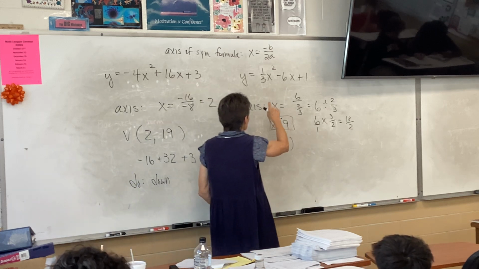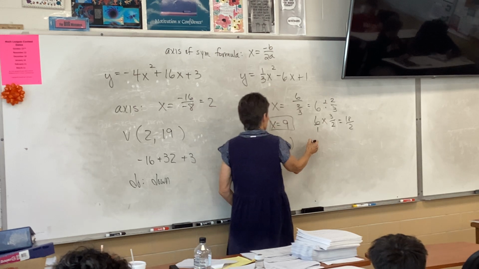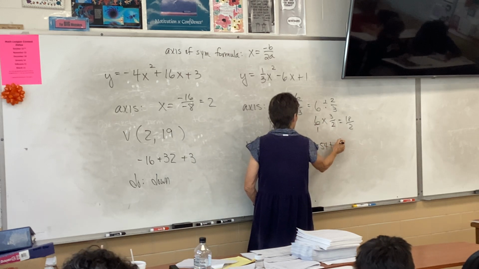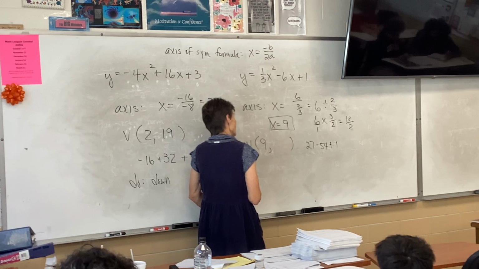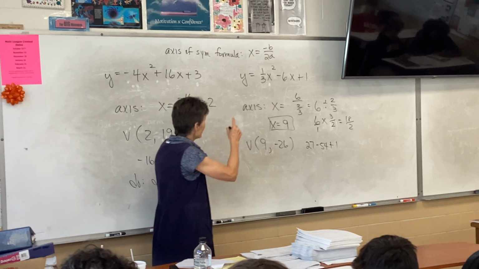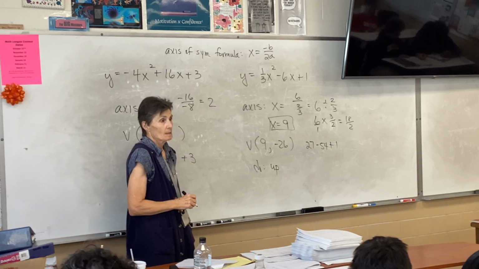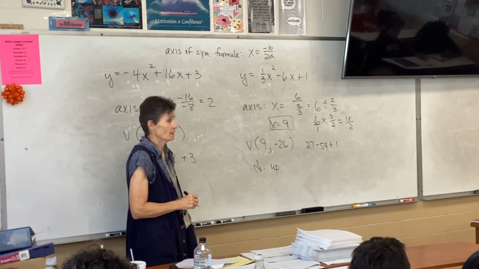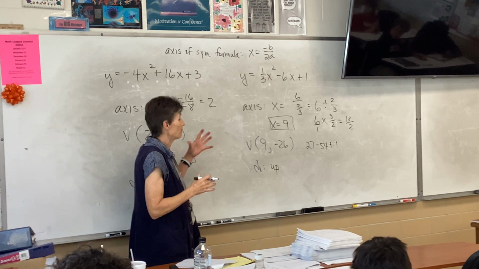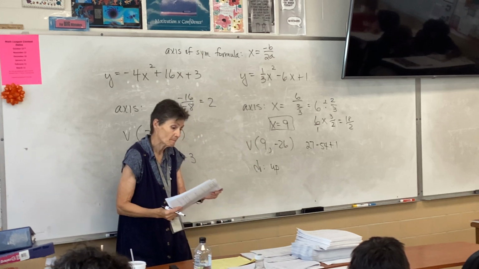And then I'll plug in that, so what's 9 squared? And 1/3 of 81 is 27, minus 54 plus 1. So negative 26. And this one opens up. The axis of symmetry formula can be so helpful in some problems, depending on the numbers in the problem. So it's really a good idea to know that.